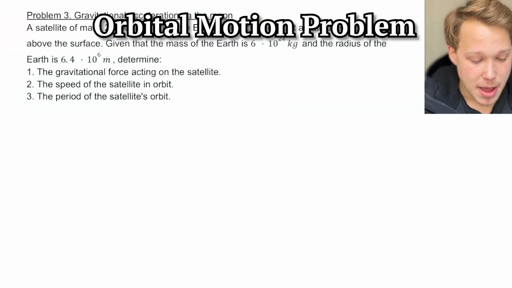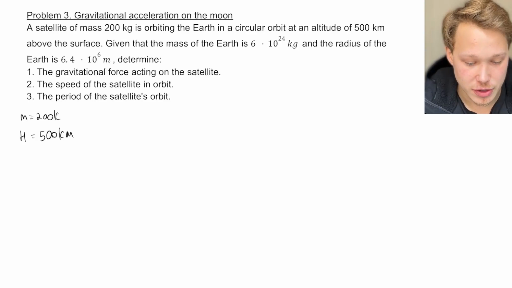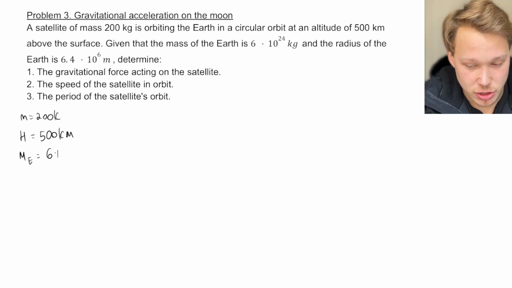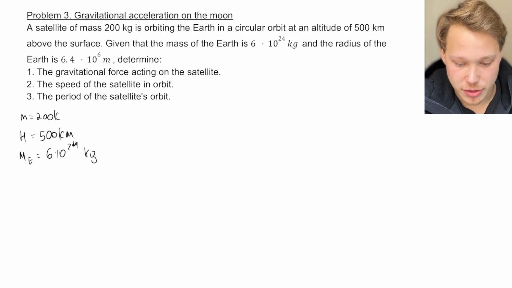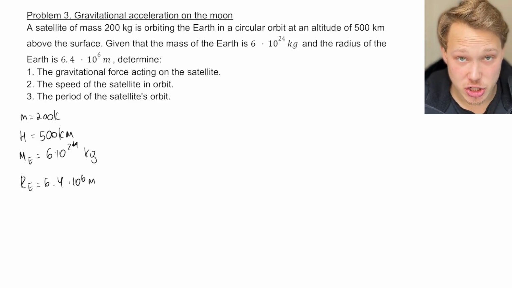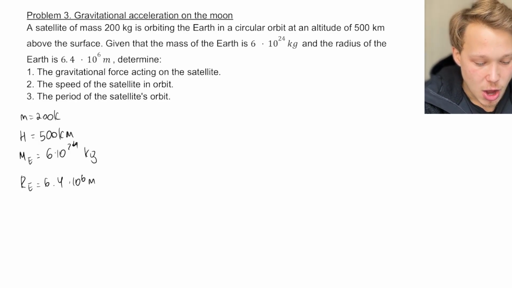A satellite of mass 200 kilograms is orbiting the Earth in a circular orbit at an altitude of 500 kilometers above the surface. Given that the mass of the Earth is 10 to the 24 kilograms, and the radius of the Earth is 6.4 times 10 to the 6 meters, determine the gravitational force, the speed of the satellite in the orbit, and the period of the satellite's orbit. So let's take a look at how we would solve this example.